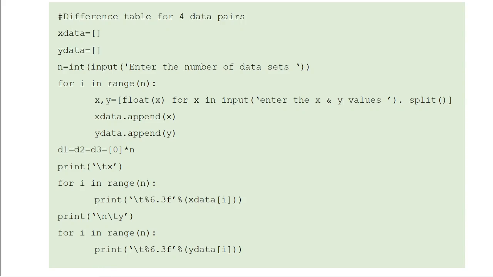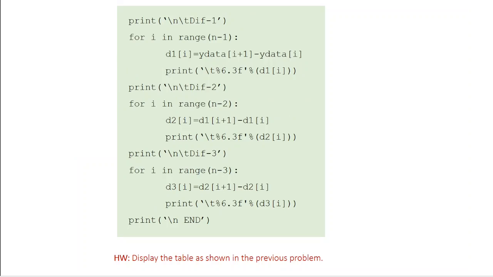Okay. So once you have x and y values, you can calculate the difference terms. So the first forward difference terms d1. So let's give a title to it, diff1. So diff1 indicates the first difference term. So print \n \t diff1.